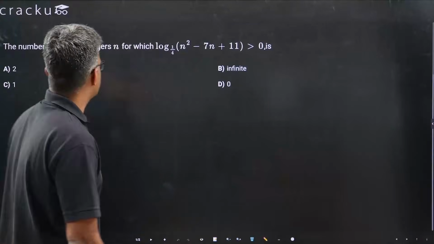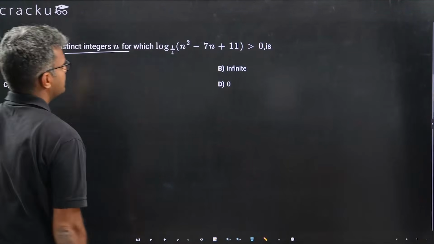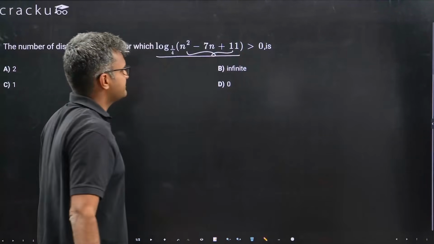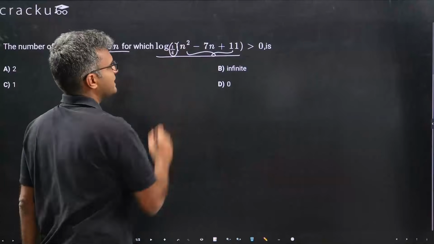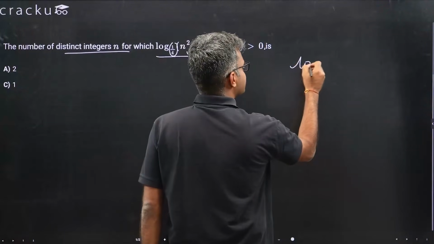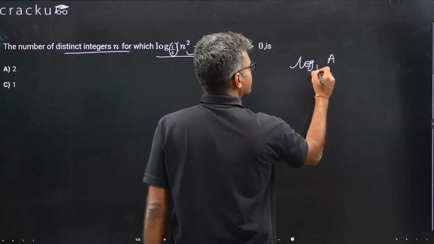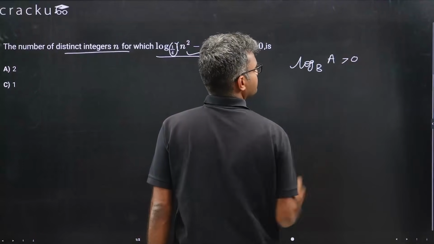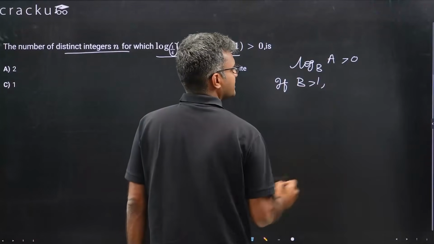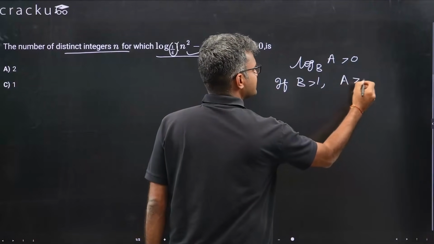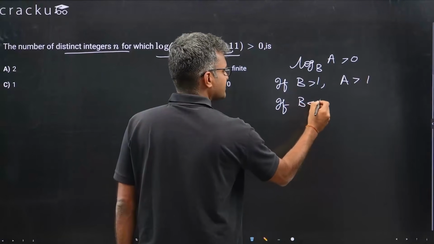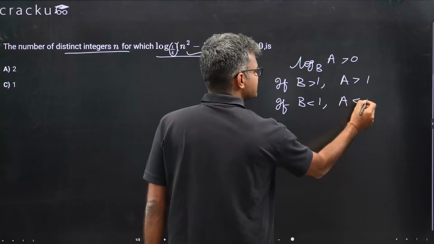In this question, we are asked to calculate the number of distinct integers n for which log of the argument n square minus 7n plus 11 and the base 1 by 4 is greater than 0. One thing we need to remember is if log of a to the base b is greater than 0, if b is greater than 1, it would imply that a is greater than 1. If b is less than 1, it would imply that a is less than 1.